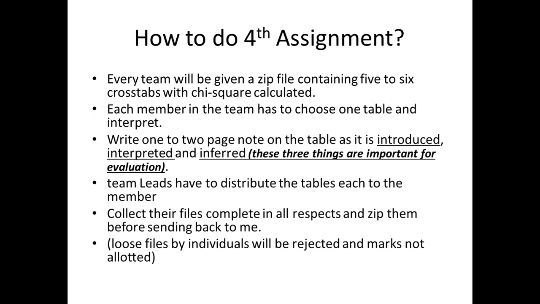So what are you supposed to do? Every team will be given a zip file containing 5 to 6 cross tabulations with chi-squares already calculated. So you don't have to worry about all of them. Each member in the team has to choose one table and interpret it. And who is going to do it? Every member. Every student has to do this assignment. And you have to mention your name on the assignment.